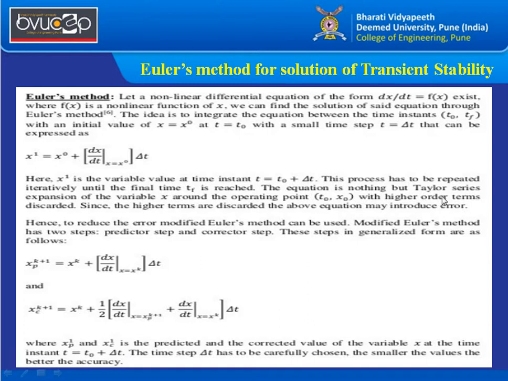Note down that this expansion is nothing but the Taylor series expansion that we have studied in engineering mathematics, neglecting the higher order terms because the derivatives go on increasing, and they contribute a very small amount of deviation. That is why we are neglecting those higher order terms. Also, there may be chances that they may introduce error. That is why we are reducing that.